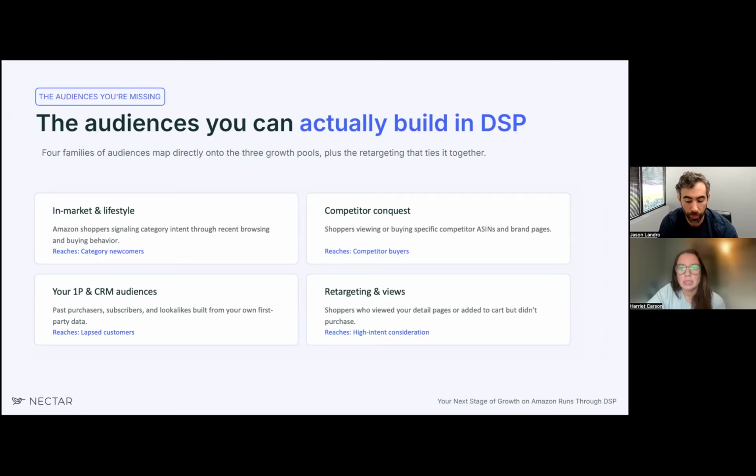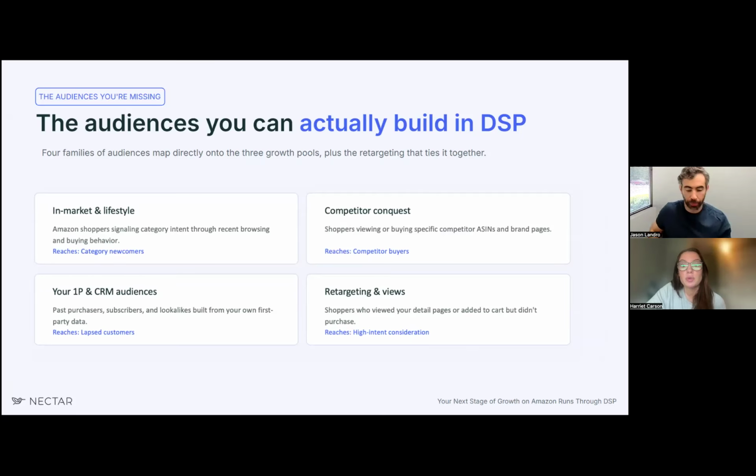The first is prospecting. So reach customers who are likely to be interested in your category but haven't interacted with your brand yet. The second is competitor conquesting. These are shoppers who are actively engaging with competing brands. They've demonstrated category interest. They're just purchasing from somewhere else today. And third is customer reactivation. These are previous purchasers who haven't come back.